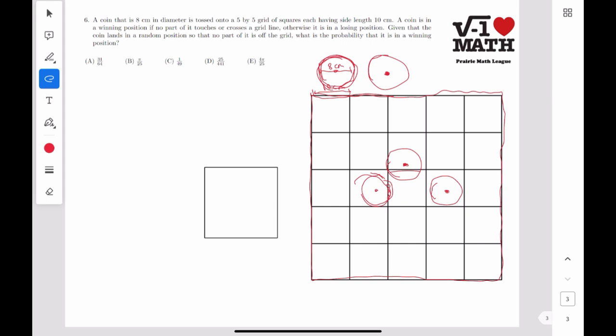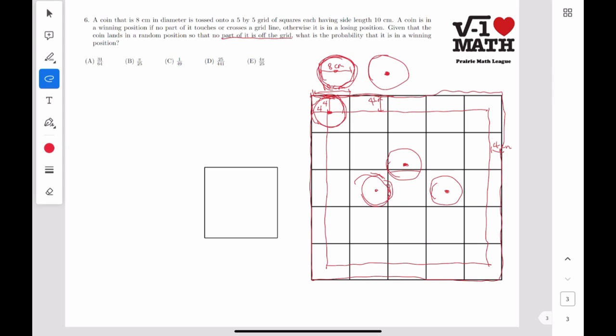But before we do that, we also have to figure out whether the coin even fits this condition. To do that, we sketch any coin that is just touching the outside. The center ends up being somewhere here, and it's not hard to see that this is 4 and this is 4. So any coin whose center lands within this square satisfies. This square has 4 centimeter margins from the outside square.